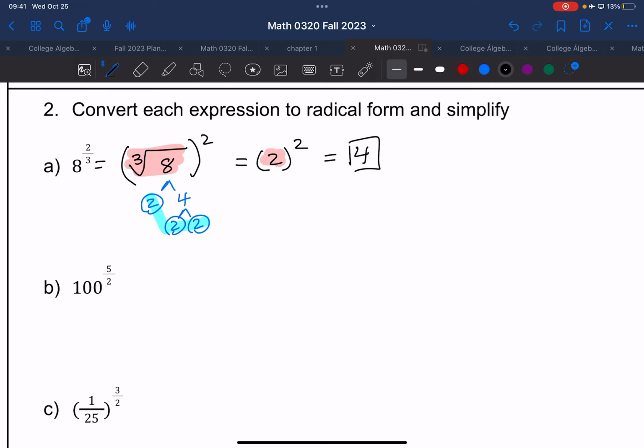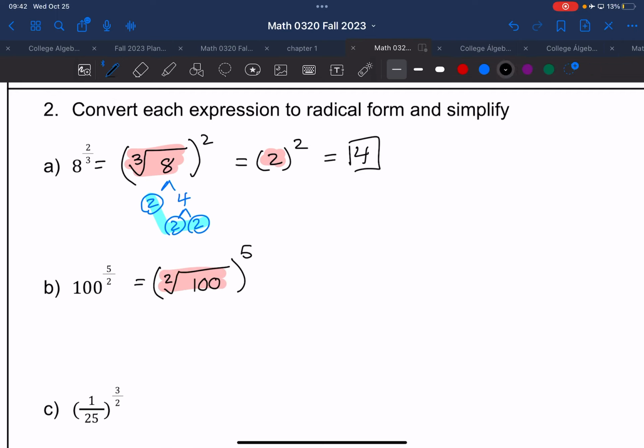So for part B, how would I write that? What's my nth root? 2. So that means I have 2 outside the radical, which is the same as saying the square root. What number goes inside? And then what happens with that 5 on the top? Well, the whole thing gets raised to the power of 5.